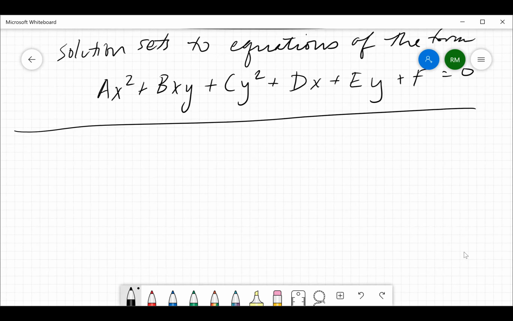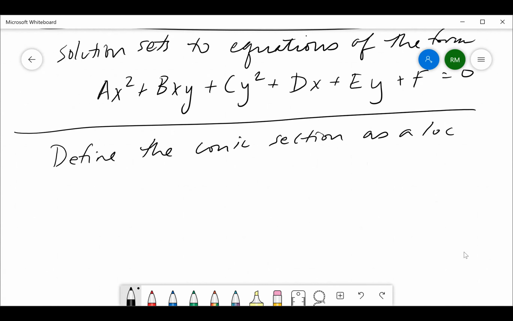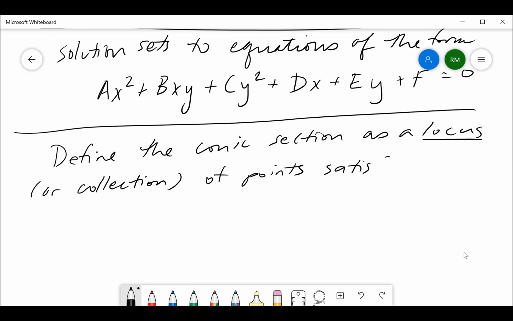Okay, there's one more approach to conic sections, and the third approach is to define the conic section as a locus. A locus is a collection of points satisfying a particular geometric property.